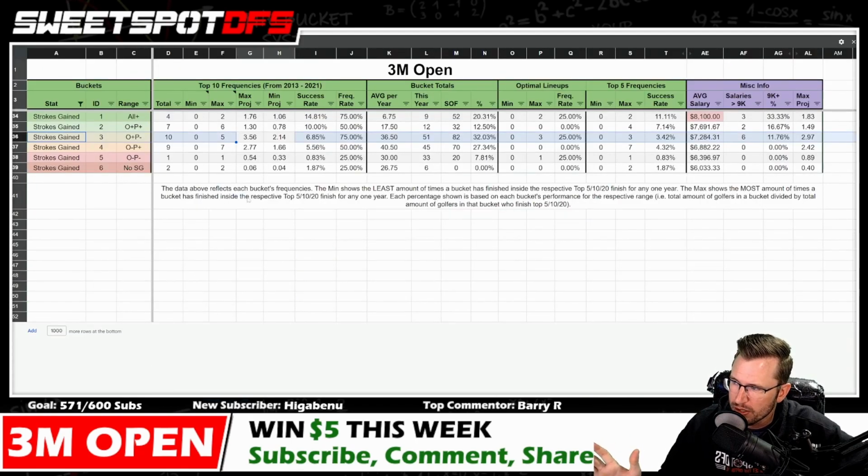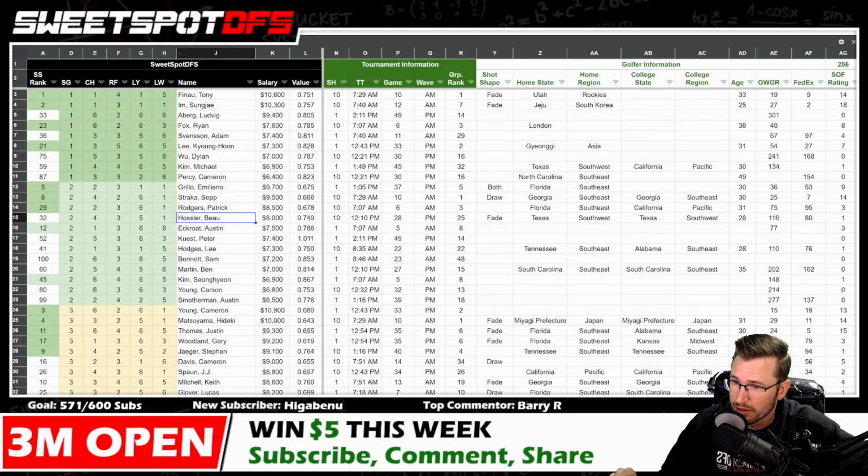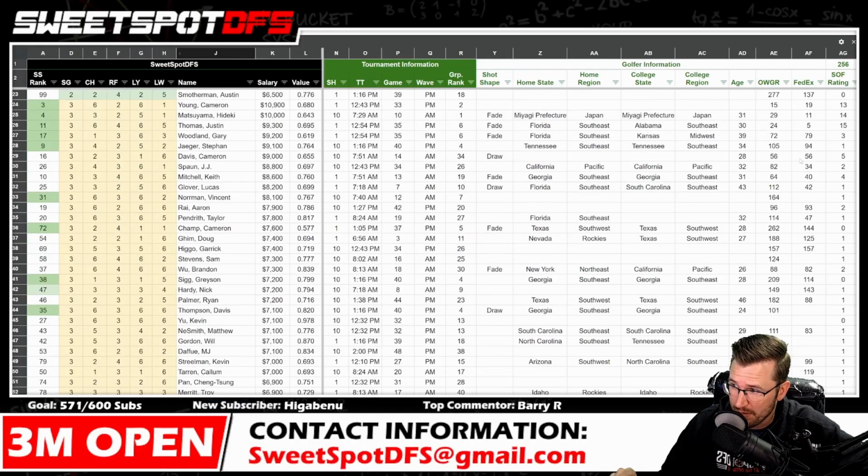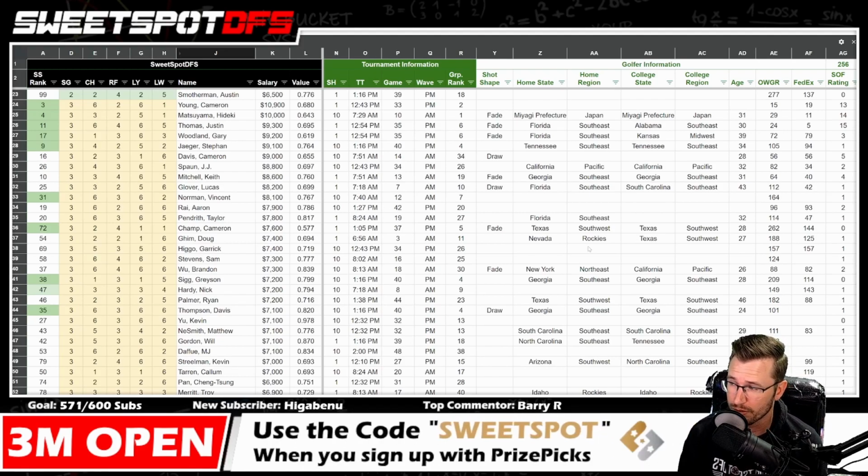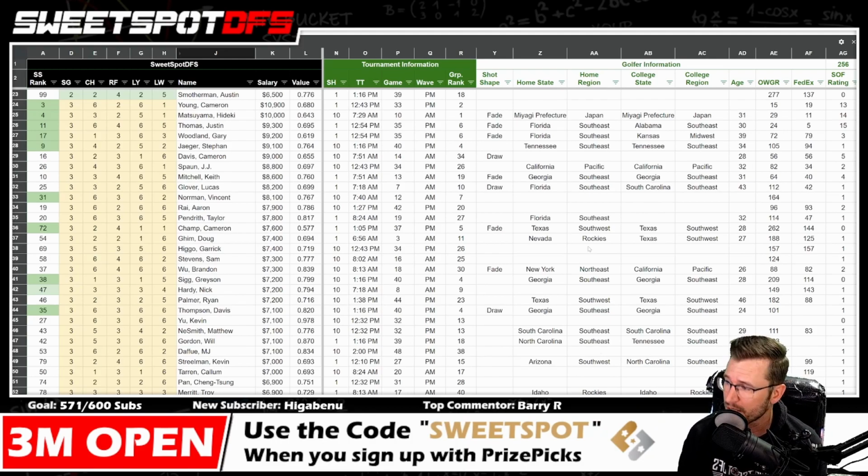Strokes gained 3, we want somewhere between 2 to 4. So that's this next bucket. And it starts with Cam Young, Hideki Matsuyama. I mean, Hideki's always in strokes gained 3 because this is negative putting, and he's always a negative putter. But Cam Young is here, JT is here, Gary Woodland, Stephen Jaeger, Cam Davis. All of those golfers alone, if you wanted to start there, building your lineups, that's great. And you just got to add one more golfer and you satisfy the projections.